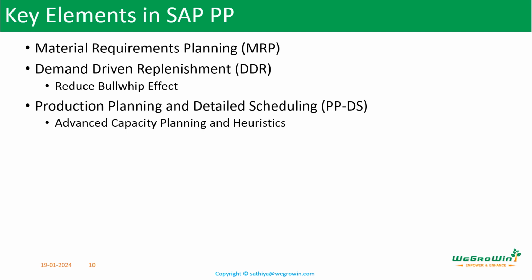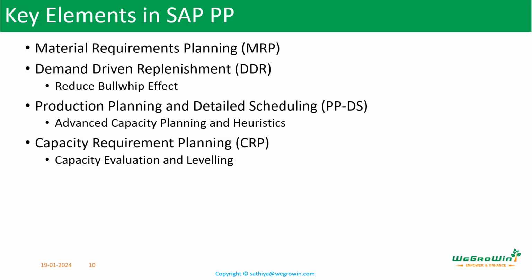And then production planning and detailed scheduling is called PPDS. In S4HANA, this is included in place of APO. APO is replaced with this PPDS and also the integrated business planning. This is to facilitate advanced capacity planning and heuristics for materials planning. After completing this course, I will also conduct the PPDS course, but it is after completing our PP and MM.